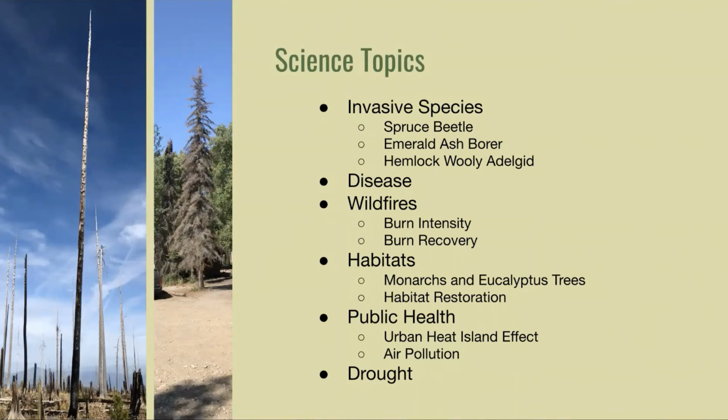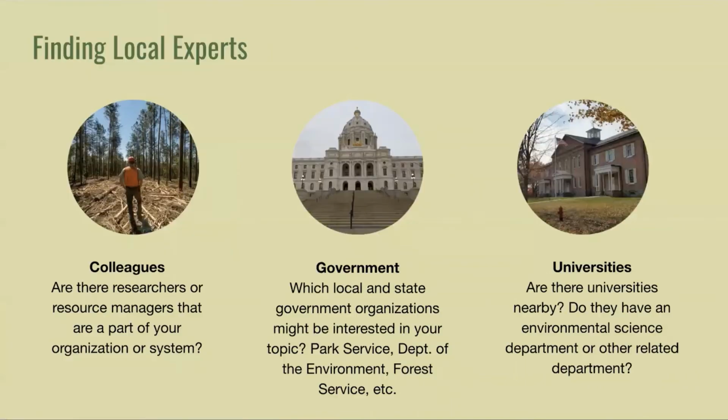Or are people concerned about animals that depend on trees, like migrating monarchs that depend on the nectar from eucalyptus trees? Have there been any tree plantings or habitat restoration projects that could be monitored using the app? Or do you live in an area that experiences the urban heat island effect or air pollution, which could be mitigated by trees? If you decide to focus on a local topic, you will probably want to talk to a local expert who can inform the project, do a lecture or other program, and potentially even use the data.